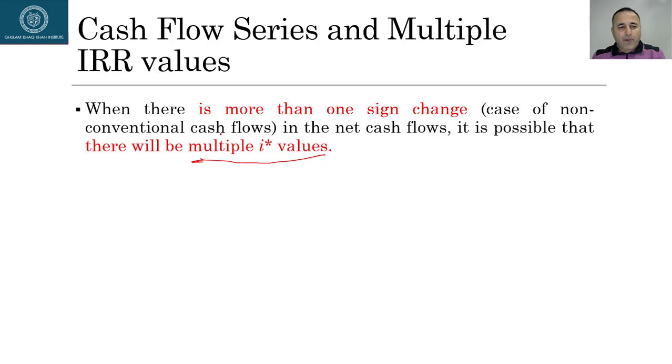So the key takeaway from the previous slide is that if there is more than one sign change, there are multiple IRRs.